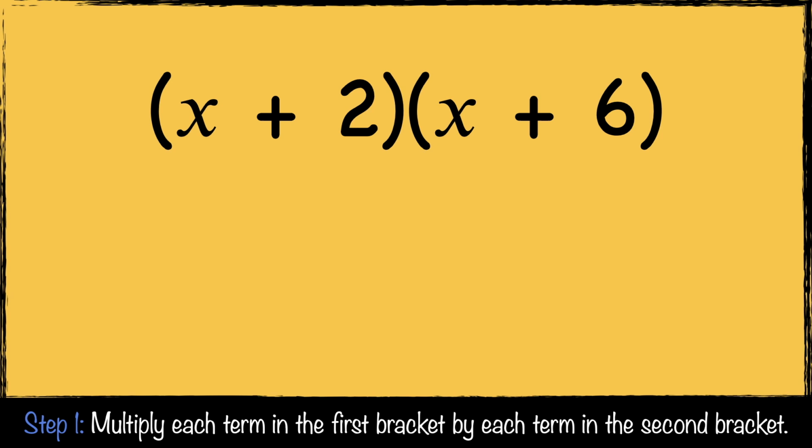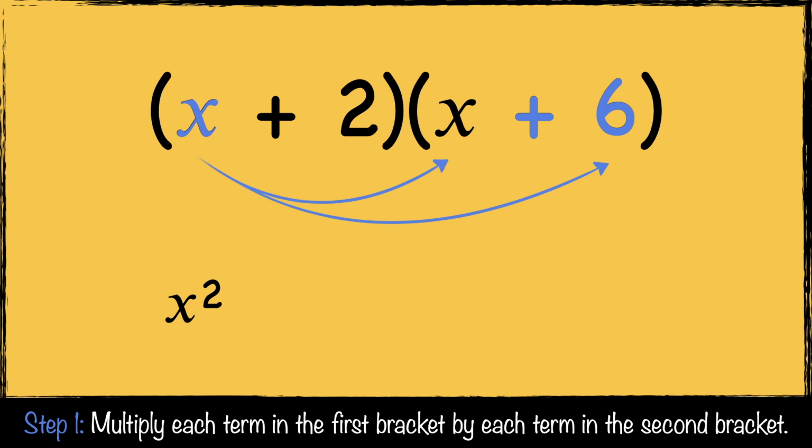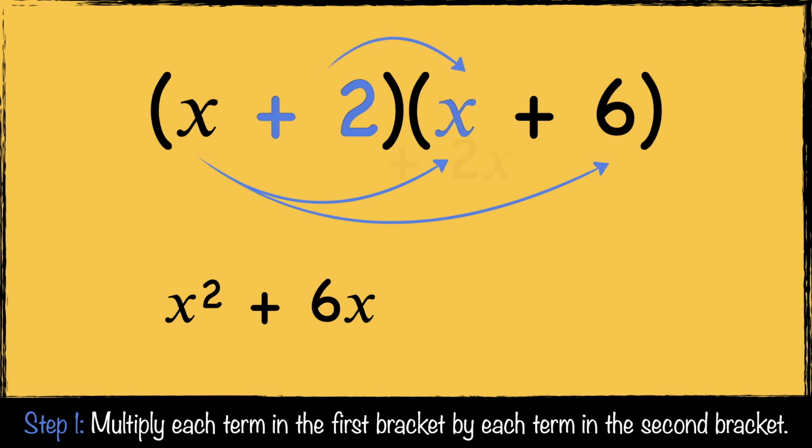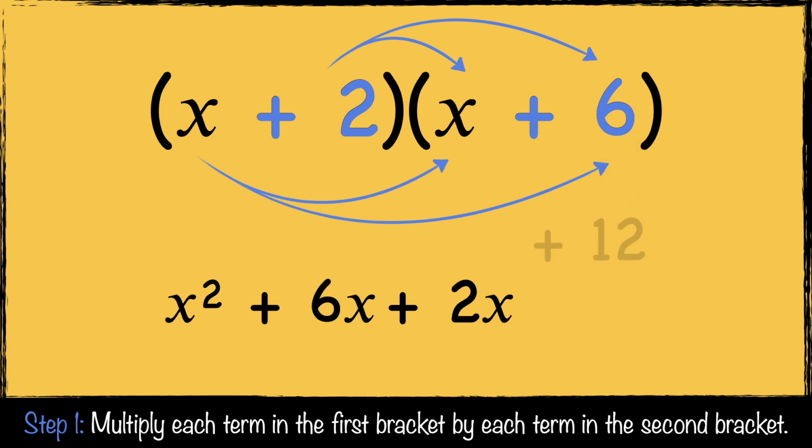So first we multiply x by x, which gives us x squared. Then we multiply x by 6, which gives us 6x. Next, we multiply 2 by x, which is 2x. Then we multiply 2 by 6, which gives us 12.